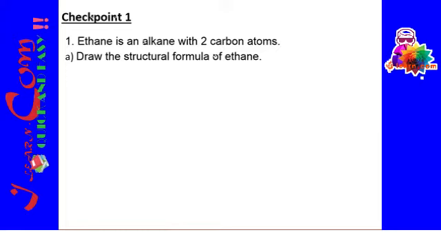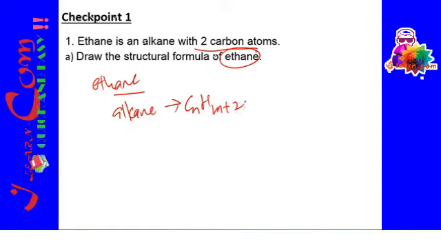Okay, so ethane is an alkane with 2 carbon atoms. Draw the structural formula of ethane. So let's recall, what is the general formula for ethane? Ethane, by the name, implies that this is an alkane. Alkane's general formula would be CnH2n+2. So if there are 2 carbon atoms, the molecular formula of ethane would be C2H6.